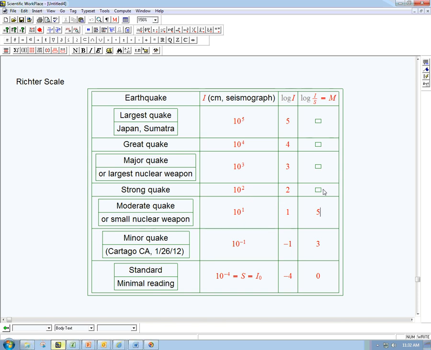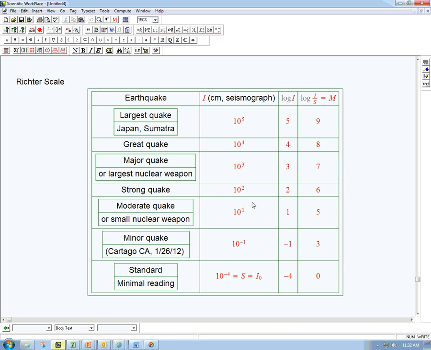A strong quake, oh, here, this one, the minor quake. I just looked it up on that list, and it turns out there was a very small magnitude 3 earthquake today, when I'm recording this, just a few hours ago, I think, in a place called Cartago, California. You can Google it if you want to know where it is. I didn't look it up. 10 to the 2 divided by 10 to the minus 4th is 10 to the 6, so you strip off the exponent and get 6. Then go up to 7, 8, and 9.